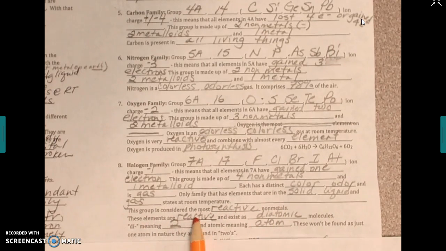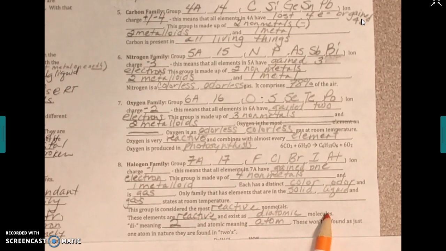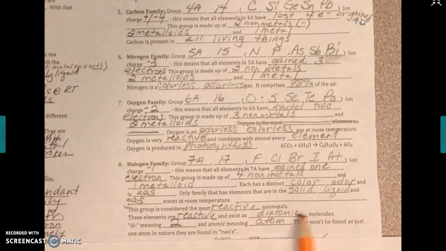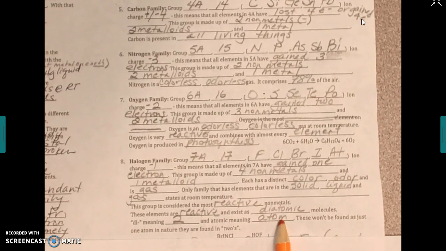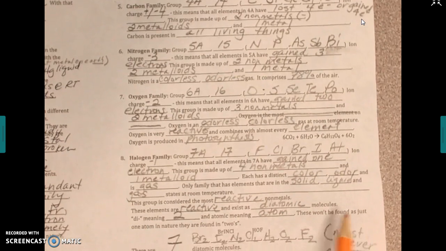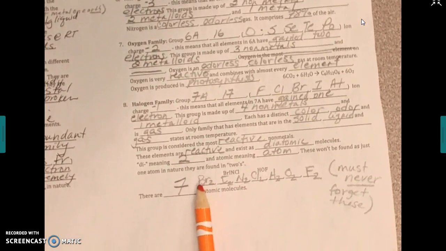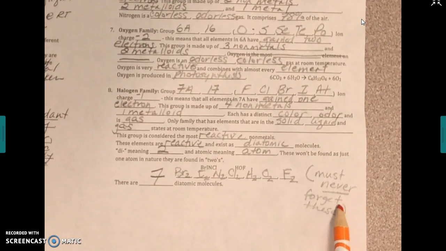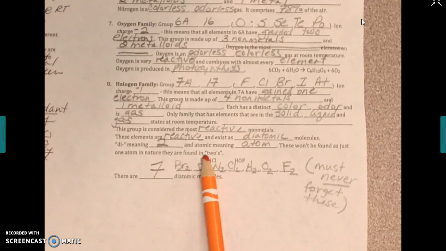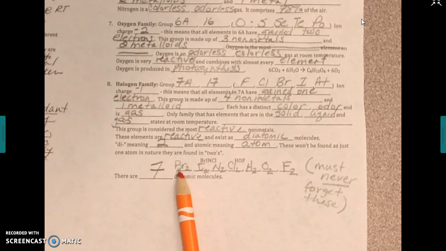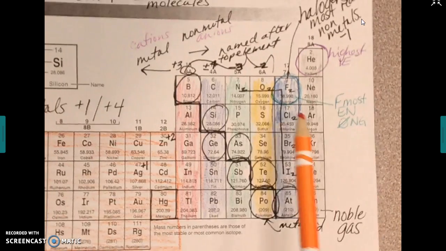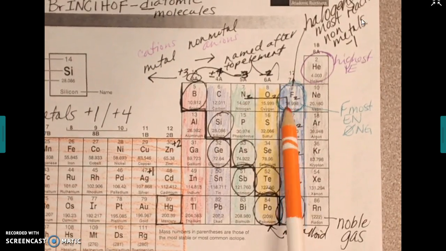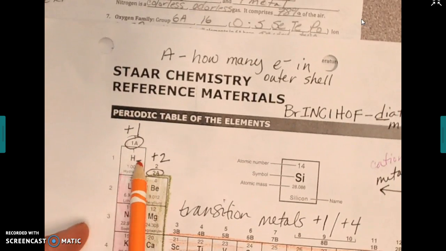These elements are reactive and exist as diatomic molecules. That means they are never found alone in nature. Di means 2, and atomic meaning atom. These will not be found just as 1 atom in nature. They are found in 2s. You must never forget these, therefore memorize these Brinkelhoff twins. That's bromine, iodine, nitrogen, chlorine, hydrogen, oxygen, and fluorine. There are 7 diatomic molecules. And then don't forget hydrogen.